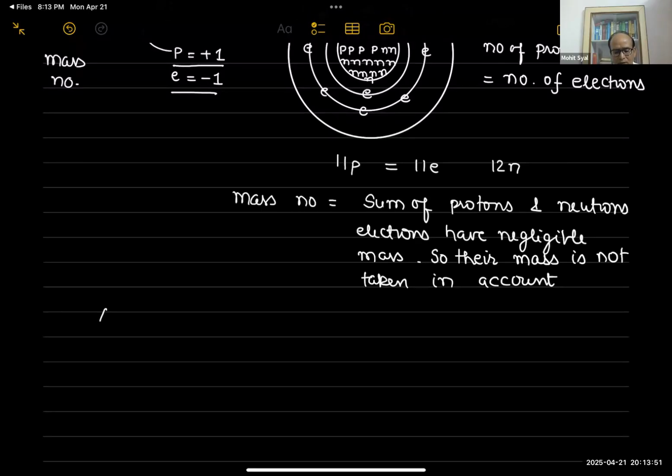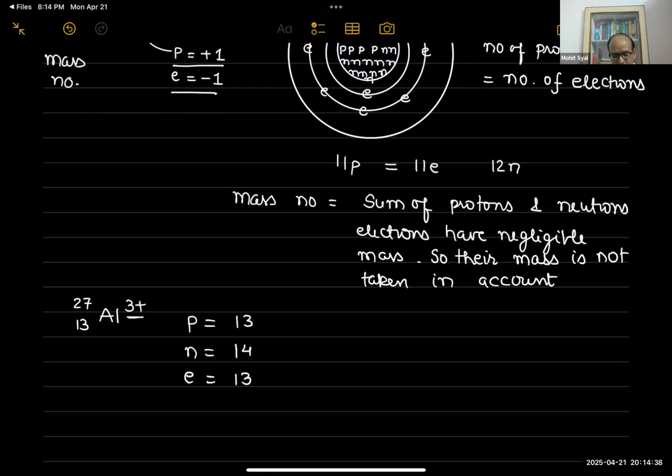For example, if I give you aluminium, which is the 13th element, how many protons are there? 13 protons. Exactly, very good. Neutrons will be? 14. Yes. Electrons will be? 13. Normally they are 13.